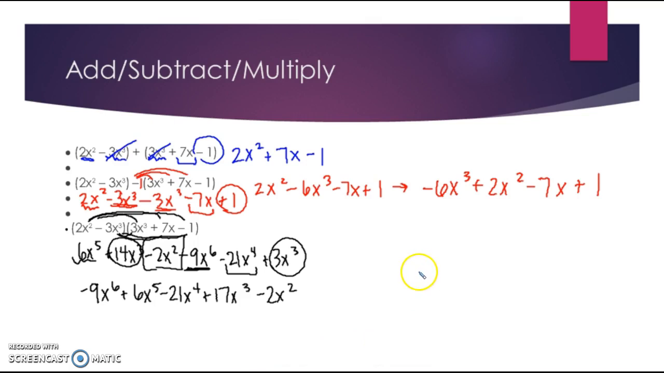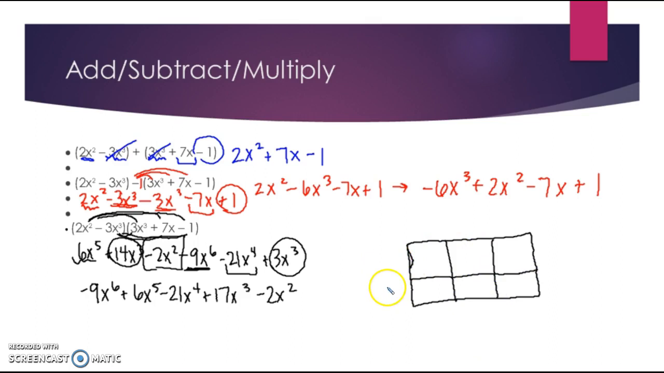The second way of multiplying is the box method. In this case, I have a binomial times a trinomial, so I need a 2 by 3 box. For this one, I have 2 going down, so that's where I put my binomial. And then my trinomial is going to go across the top. So 2x squared times 3x cubed is 6x to the 5th. Negative 3x cubed times 3x cubed is negative 9x to the 6th. 2x squared times 7x is 14x cubed, sorry. 2x squared times negative 1 is negative 2x squared.